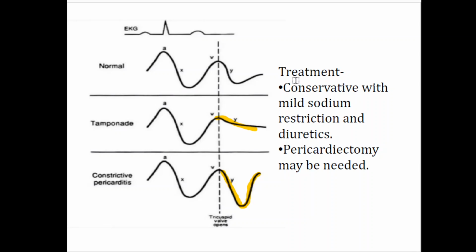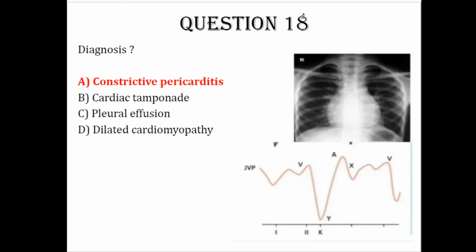And what is the treatment of constrictive pericarditis? It is conservative, with mild sodium restriction and diuretics, and if the patient is having severe problems, then we go for pericardiectomy. Now what is the diagnosis? There is a severe Y descent, there is pericardial calcification seen here, so the answer is constrictive pericarditis.